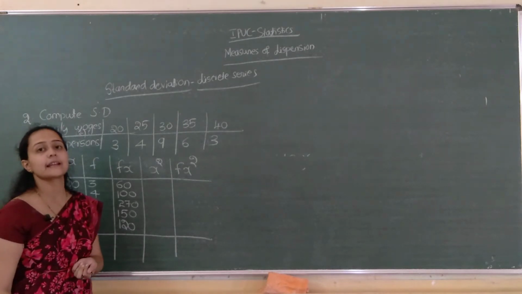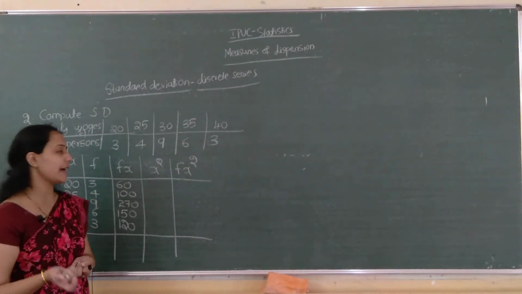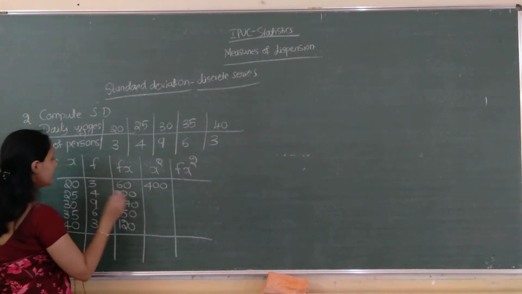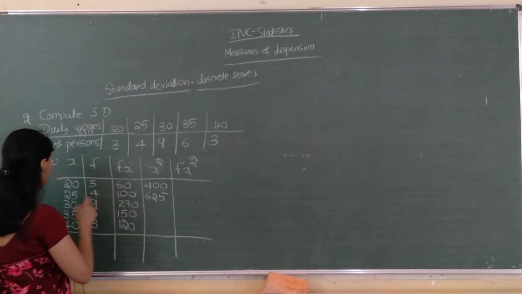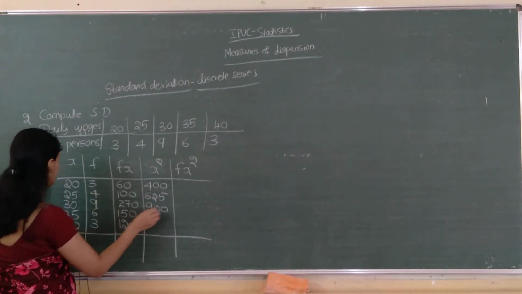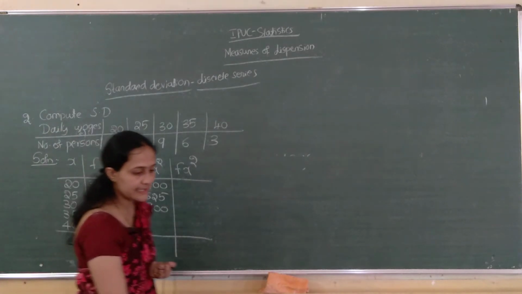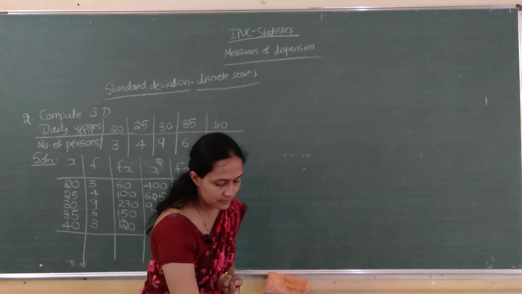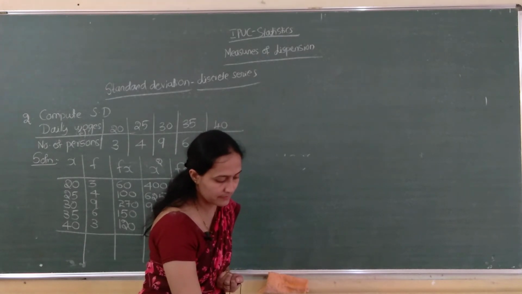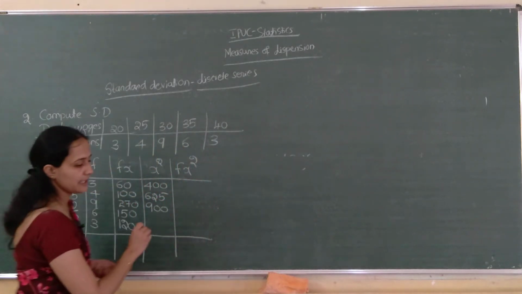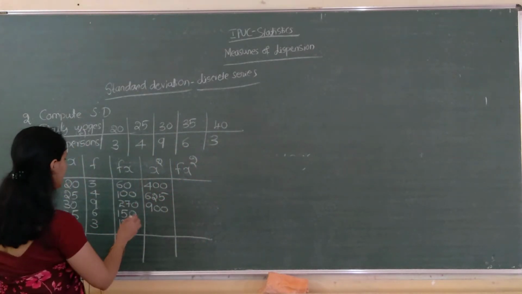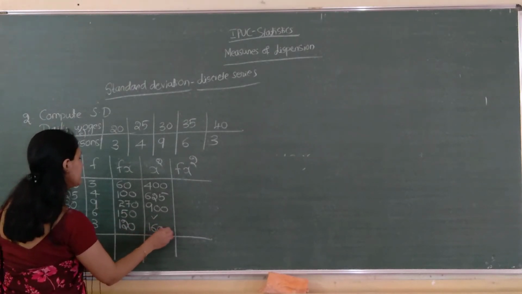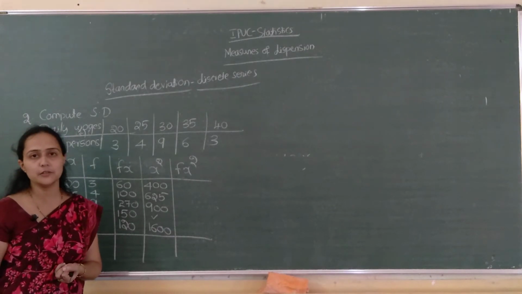Next, x square. x square means x squared. x square means 20 into 20, which is 400. Next, 25 25s are 625. 30 30s are 900. 35 into 35, you will get one number here. 40 40s are 1600.